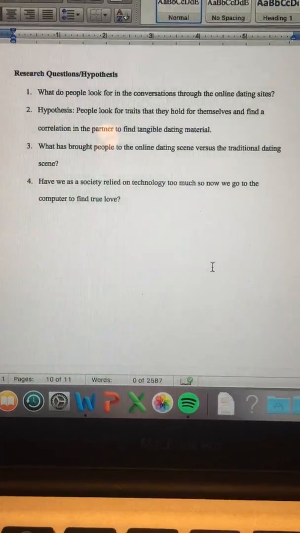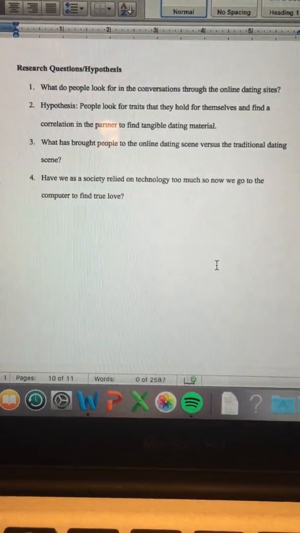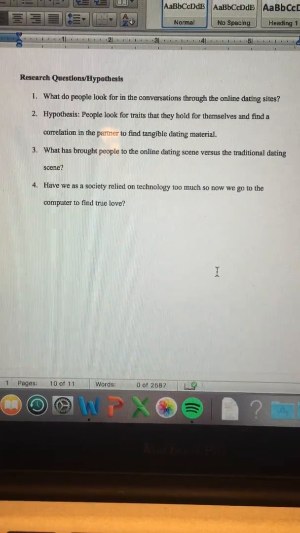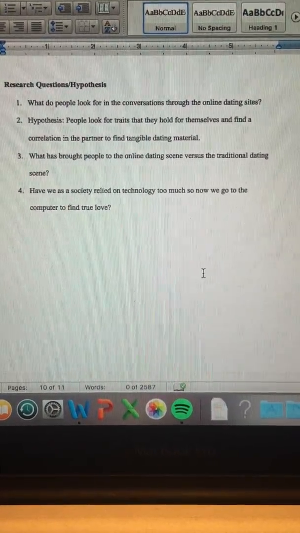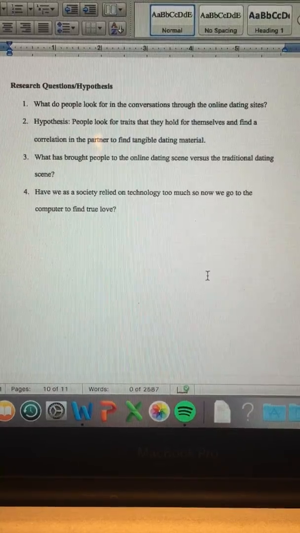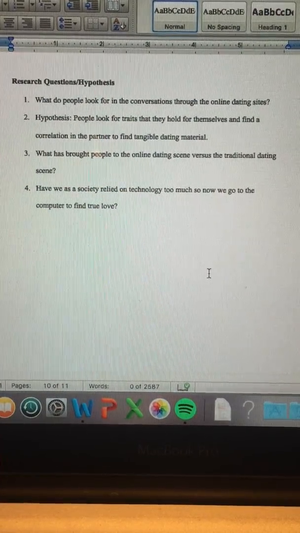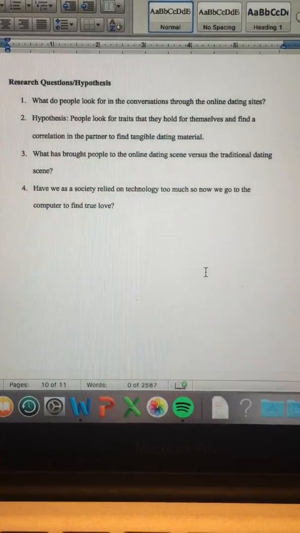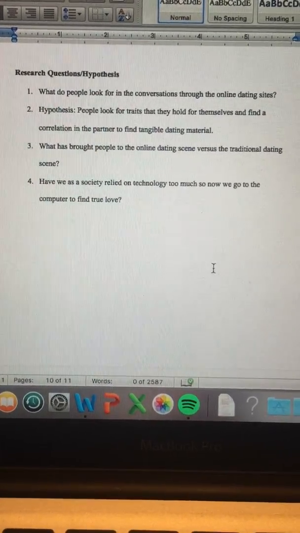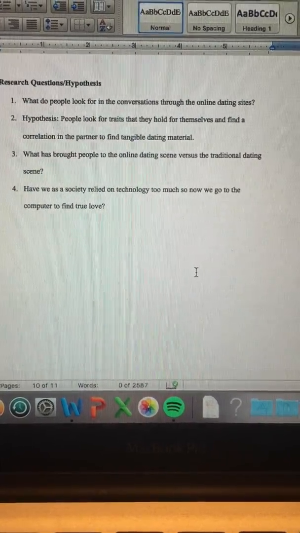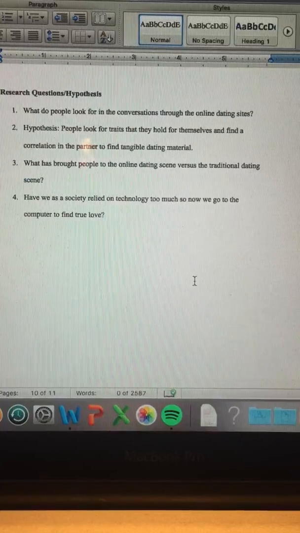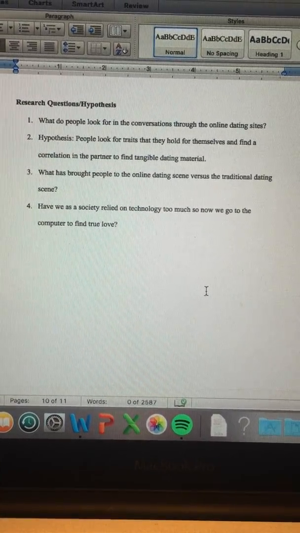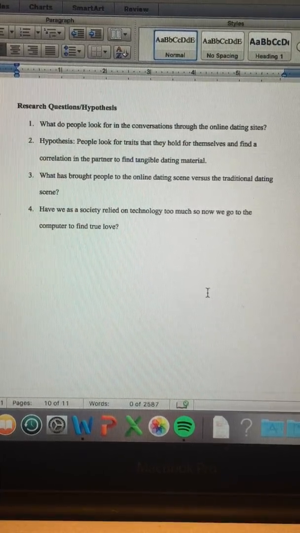And then again, there are two more questions. What has brought people to the online dating scene versus the traditional dating scene, and have we as a society relied on technology too much, and so now we go on a computer to find true love. So those would be the four that I'd be looking at if I were to ever go further into this research paper. I hope you've enjoyed this video presentation.